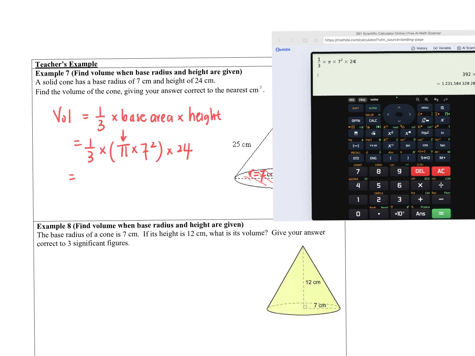Like that. 1231.504. They say nearest cm cube. So nearest cm cube, you look at this. So 1232 cm cube. Yes. Nearest cm cube. Okay, so that's how you call for the calculator pi.